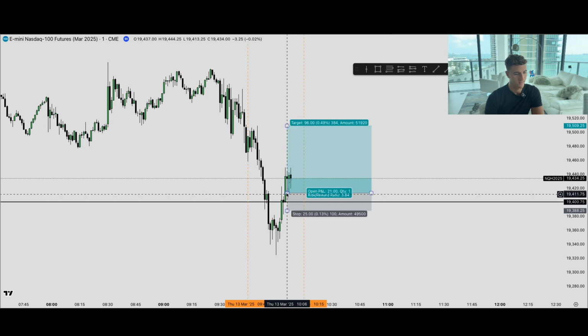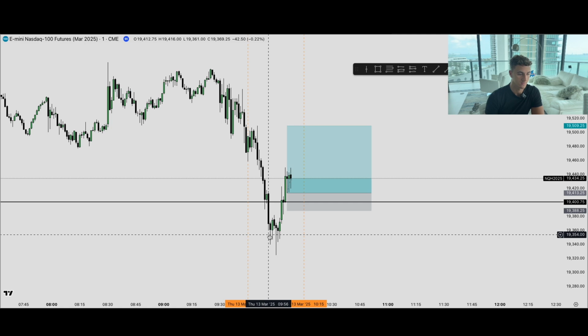So since the fair value gap is the closest point of entry, I'm gonna be entering from here and you're not gonna be entering from the breaker block, okay? If that makes sense. But anyways, let's see if we can get an entry.